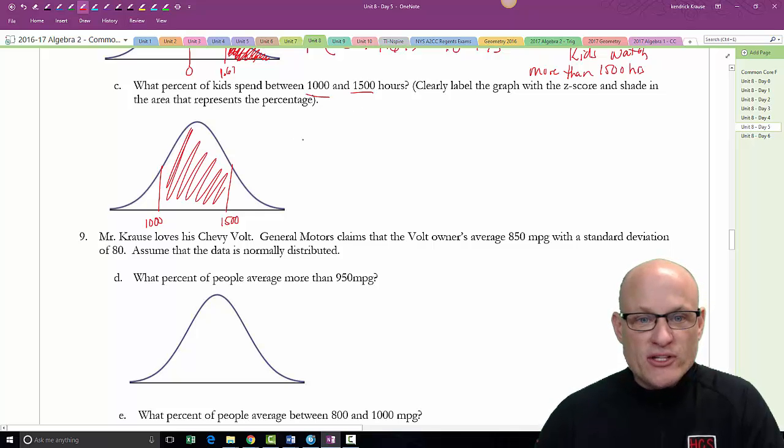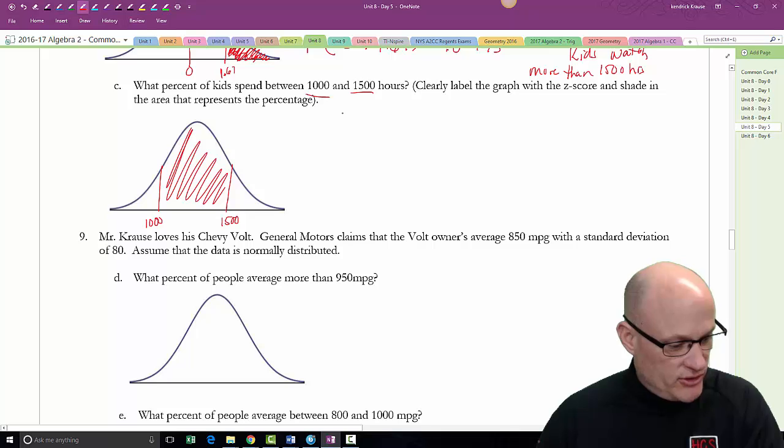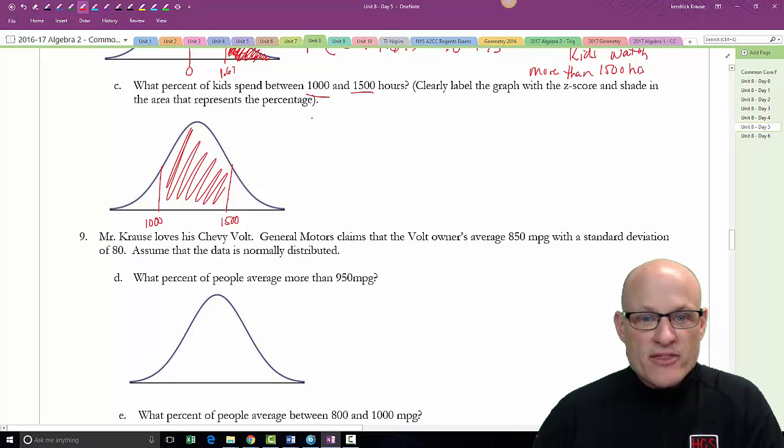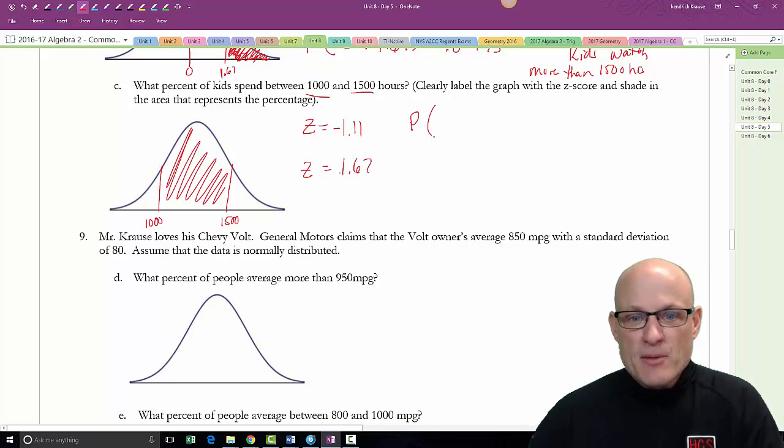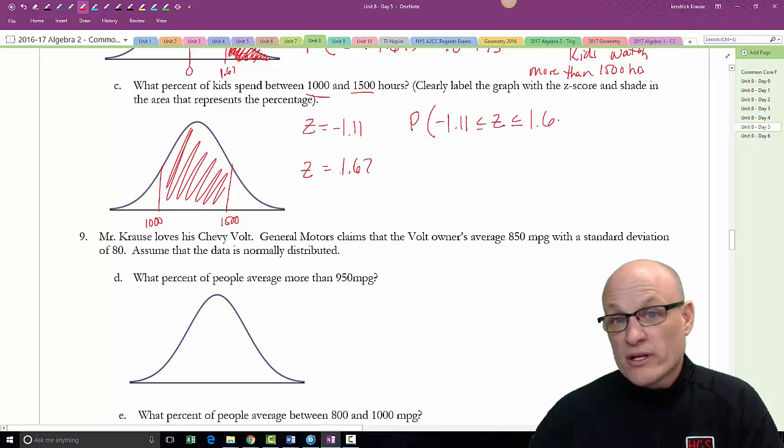We're going to convert these to z-scores. Now, I already did their z-scores for these. The 1,000 has a z-score of negative 1.11. And the 1,500 has a z-score of 1.67. So I want the probability that my z-score is between negative 1.11, less than or equal to z, less than or equal to 1.67.